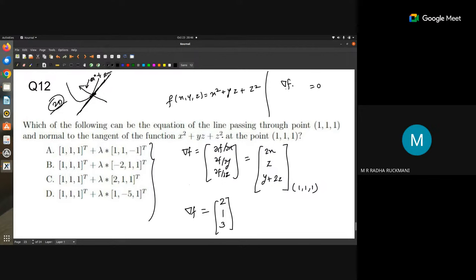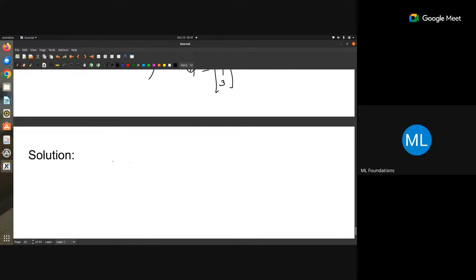Sir, to find the equation of the tangent, can't we use that linear approximation formula, sir? That is also the equation of the tangent. Yes, that also you can use. Yeah. But how do you use it for the three-dimensional case? Yeah, we can do it. Two-dimensional, they can do. Yeah, this is a way actually. Fine.